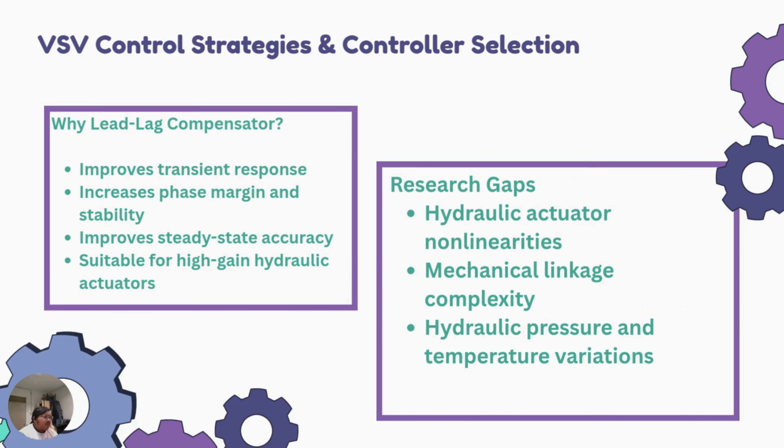Based on that review, a lead lag compensator was selected because it improves transient response, increases stability margins, and provides good steady state accuracy under high gain conditions. The review also identified limitations such as hydraulic nonlinearities and linkage effects, which provide opportunities for future improvements. In summary, this literature review supports the use of a lead lag compensator for achieving fast, stable, and accurate VSV position control in the Mitsubishi M501J gas turbine.